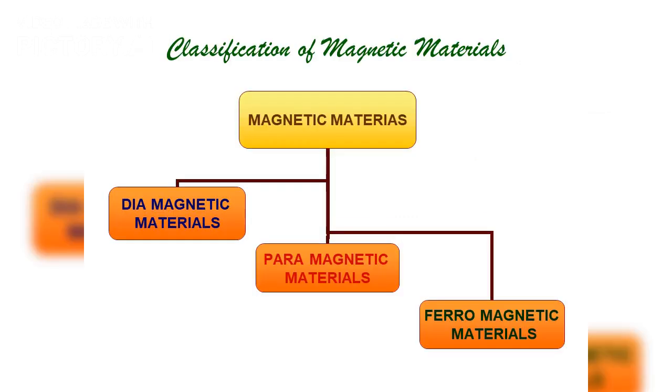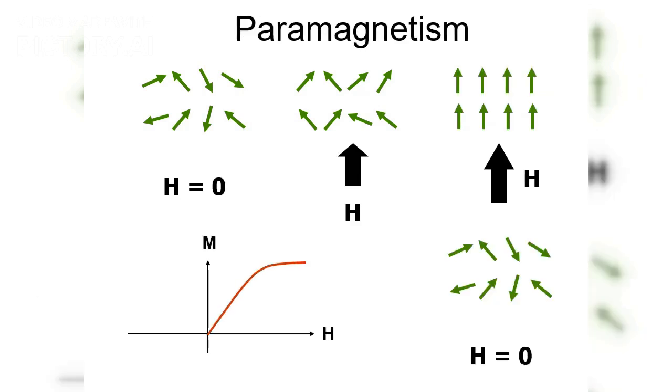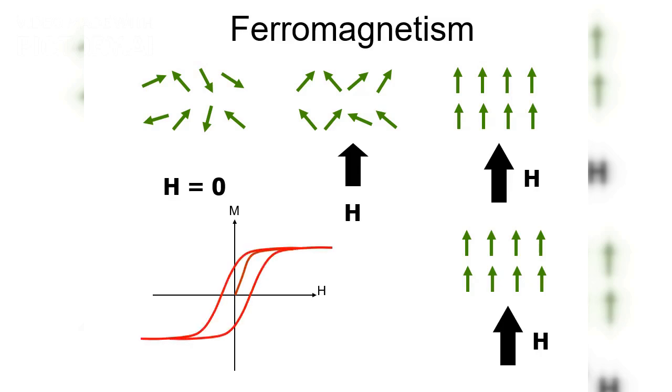Magnetic materials can be classified into diamagnetic, paramagnetic, and ferromagnetic categories based on their magnetic properties. Diamagnetic materials exhibit a very weak negative response to magnetic fields, resulting in small negative magnetic susceptibility. Paramagnetic materials align with magnetic fields, showing a positive response and increasing magnetization with the applied field. Ferromagnetic materials exhibit strong alignment with magnetic fields, resulting in high magnetization even after the external field is removed.